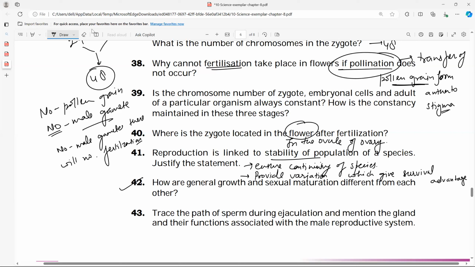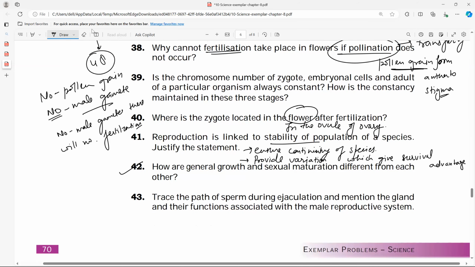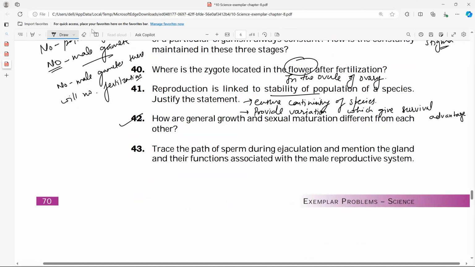Trace the path of the sperms during ejaculation and mention the glands and their function associated with the male reproductive system. Question number 43. So, what is the path? First of all, testis. Inside the testis is epididymis. Then vas deferens.